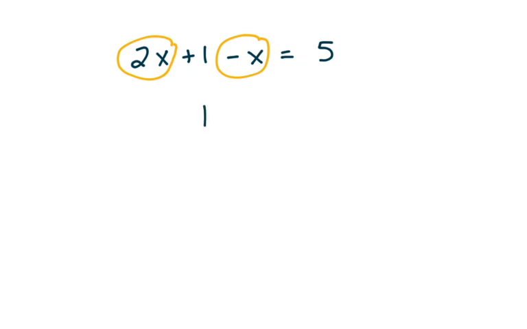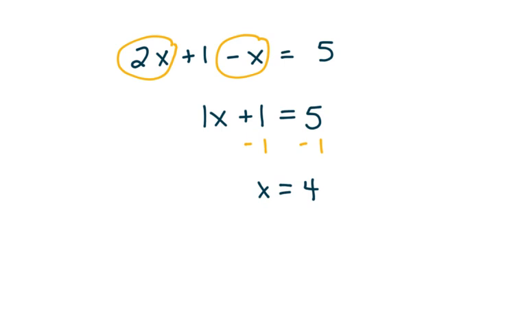So let's say that we had 2x plus 1 minus x equals 5. Because these two terms are on the same side of the equal sign, I would want to combine them first. So 2x minus 1x means that I am just going to have 1x plus 1 equals 5. And this 1 can become invisible because remember there's always that invisible 1 in front of x. So I'd subtract 1 from both sides and I would be left with x equals 4.